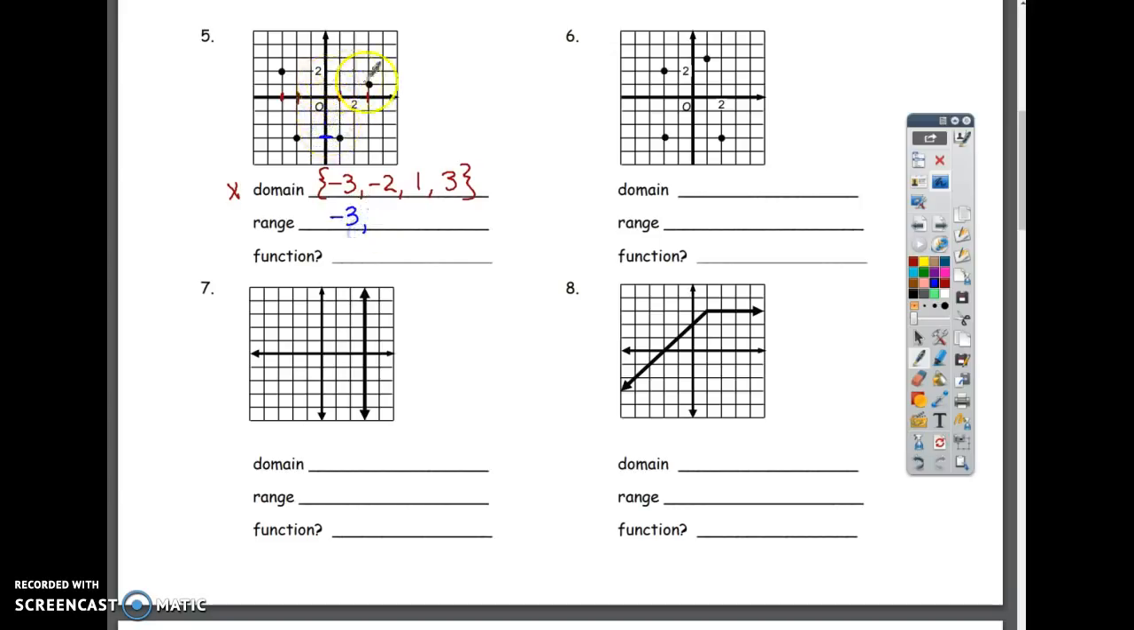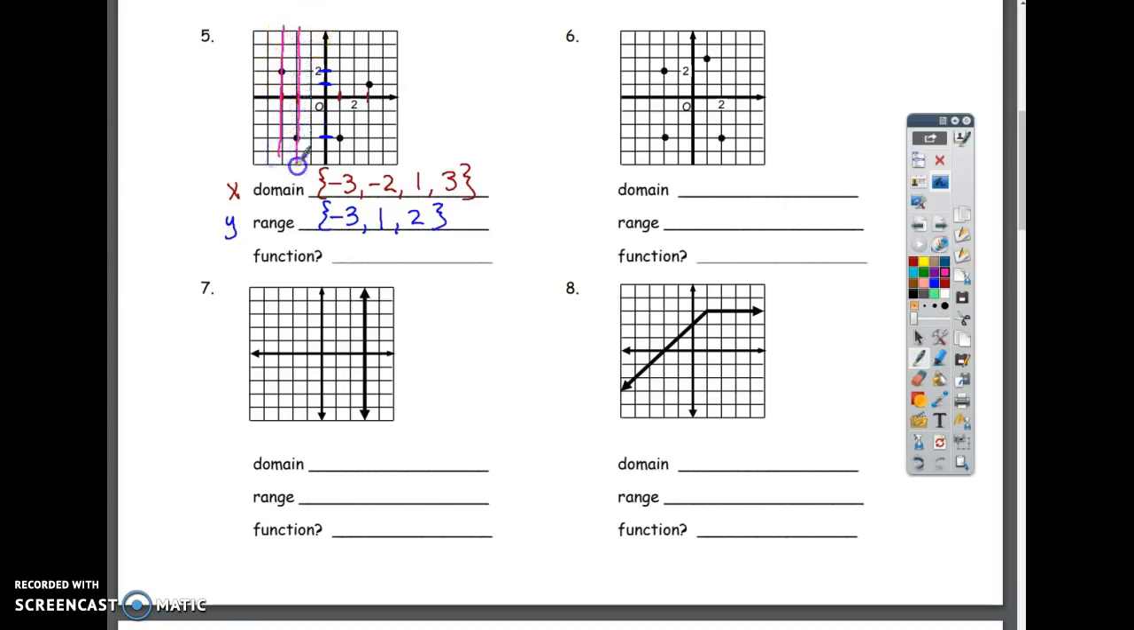And then the second point would be this one. That's at 1. And then the last point here is at 2. So my x's are on the x line, my domains are on the x line, and my ranges are on the y line. Is this a function? So how were we able to tell last time?